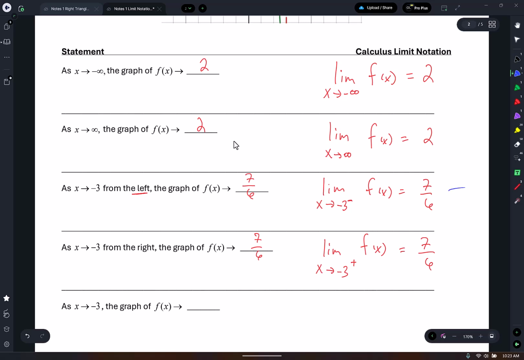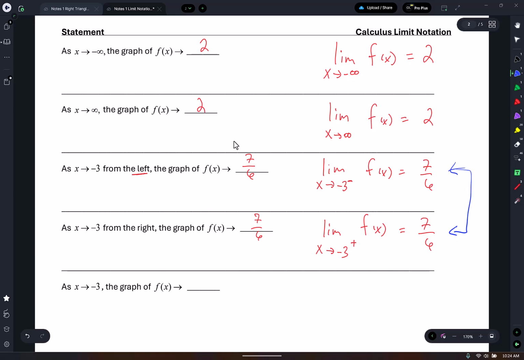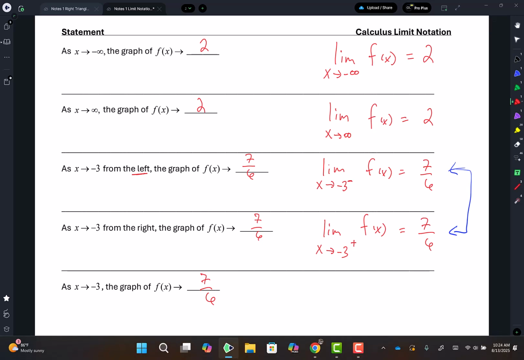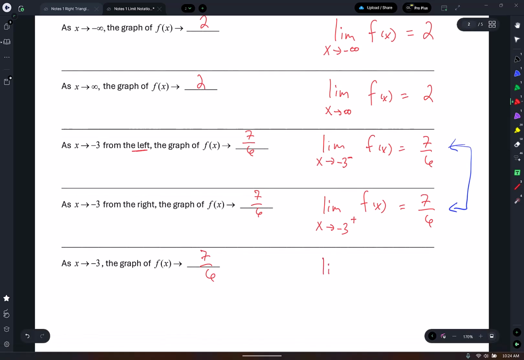If you approach from the left-hand side, the limit as x approaches negative 3 from the left equals the same as the limit as x approaches negative 3 from the right, because they're the same, 7/6. I'm going to say the limit as x approaches negative 3 of the graph of f of x equals 7/6. And if it did not equal the same number, what would we have said? DNE, does not exist, but it does in this case, right? So we're just going to write the limit as x approaches negative 3 of this function equals 7/6.